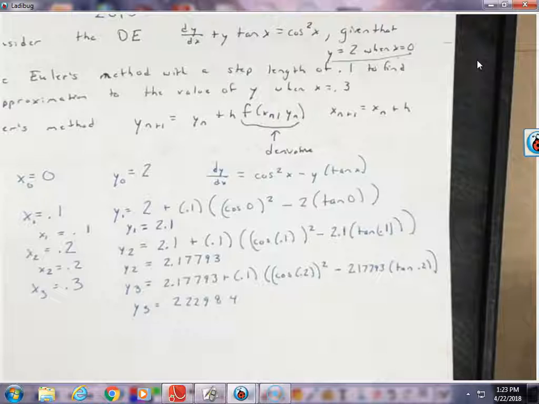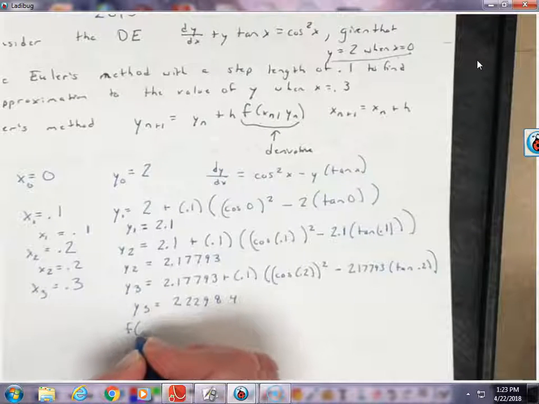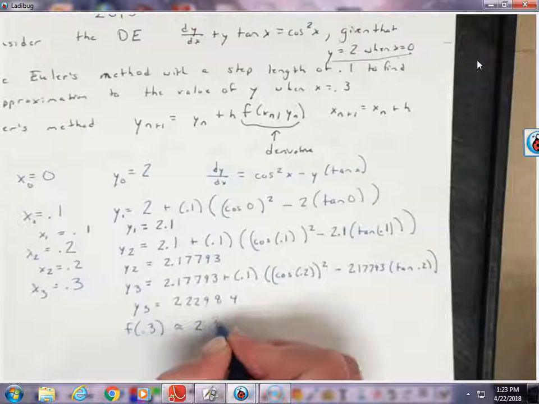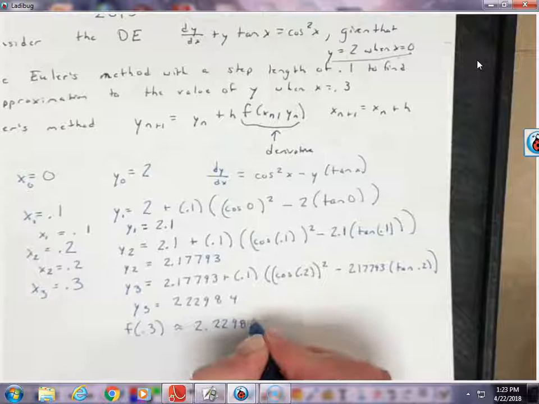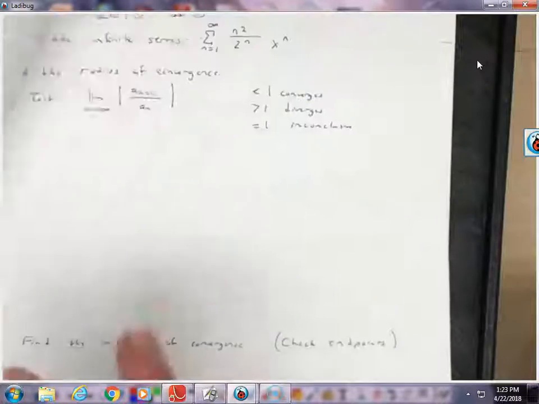2.22984. So when it says find an approximation for the value of y at x is 0.3, we have that it's approximately 2.22984. Okay, and again, you can round that to 3 places if you would like to.